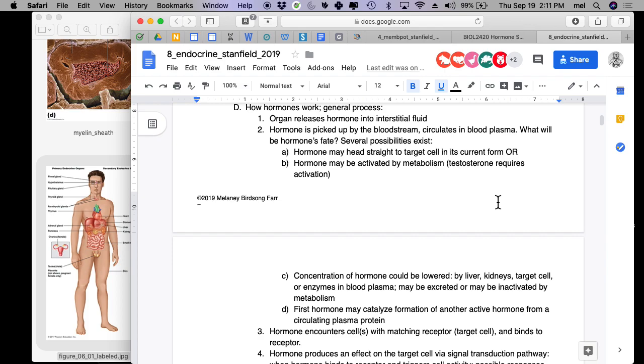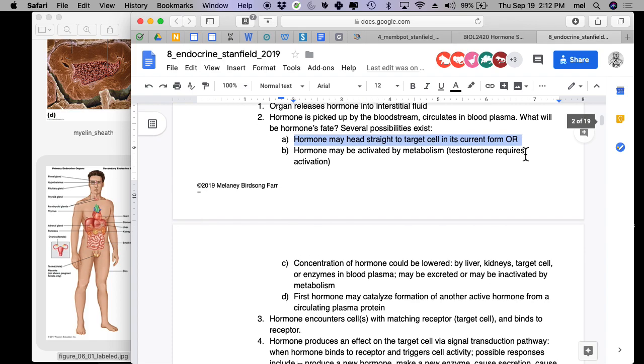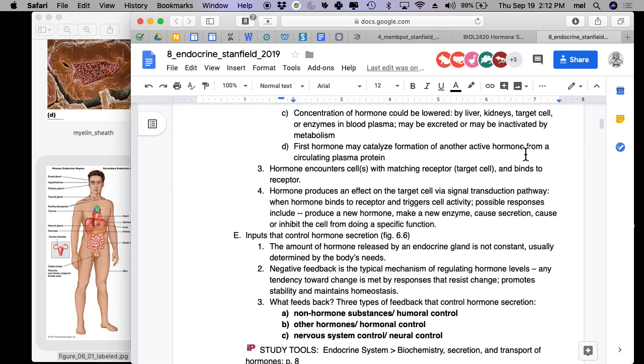Okay, so here's the general process of how a hormone works. The organ releases the hormone into the interstitial fluid in a really, really vascular tissue, so it immediately gets picked up by the bloodstream, right? And it circulates in the plasma, not inside the blood cells. So it's circulating in the extracellular fluid and then blood plasma. And so what is the hormone going to do? Let's assume it's going to do the simplest thing first, and then we'll go back and add some potential complexities. The hormone goes straight from point A to point B through the bloodstream without passing go and collecting $200, right? So it heads straight to the target cell in its current form, or we'll come back and get into the options in just a second.